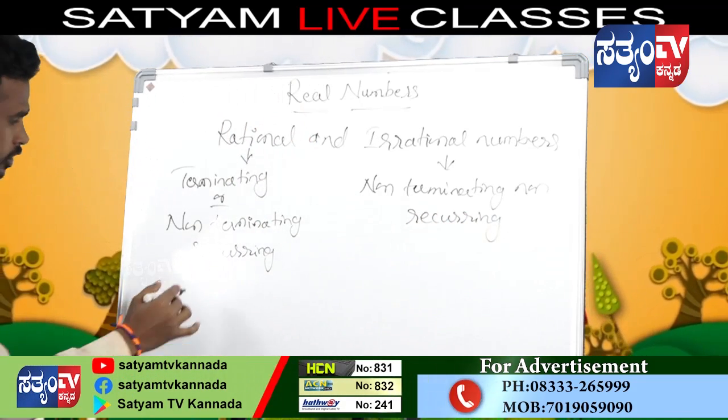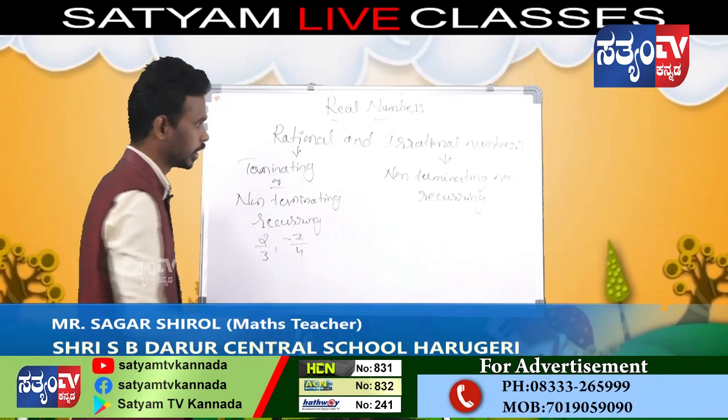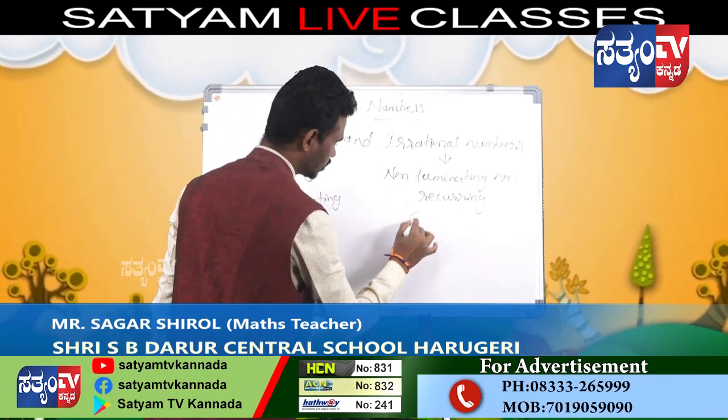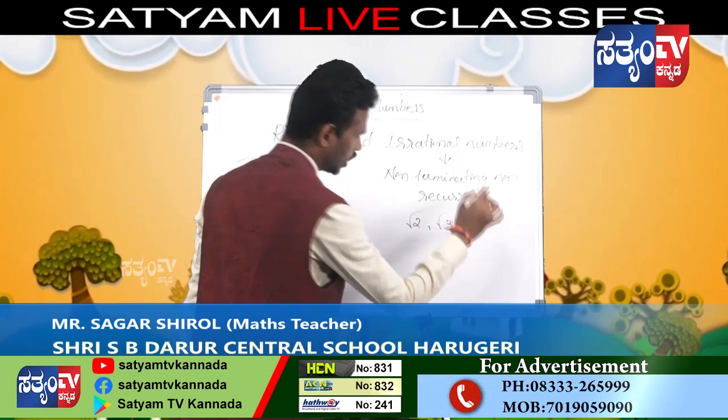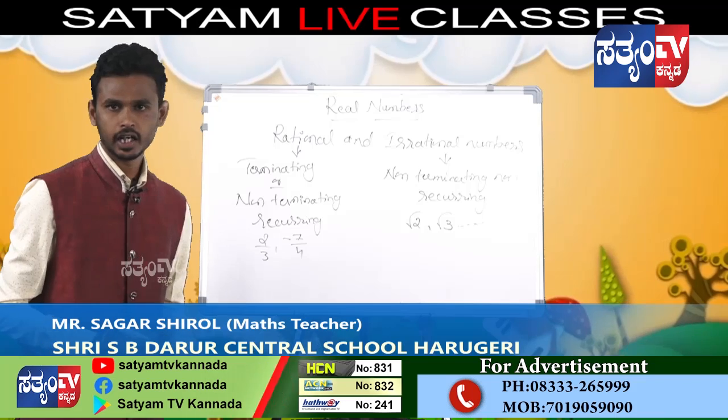For rational numbers, examples you can write are 2 by 3, minus 7 by 4 like this, and for irrational numbers, examples are root 2, root 3 and so on. These are the examples, and this is the basic of the real numbers.